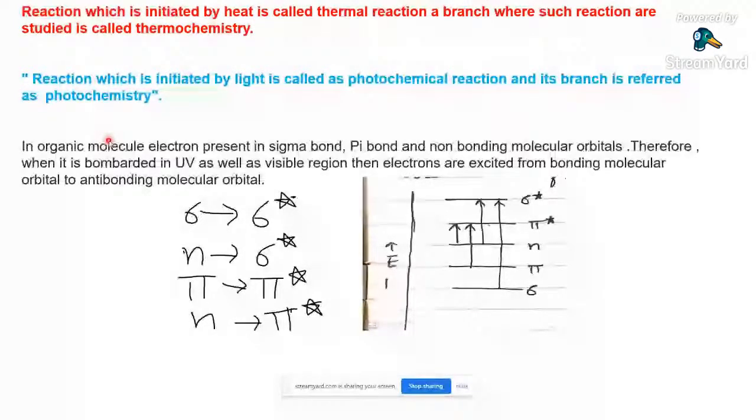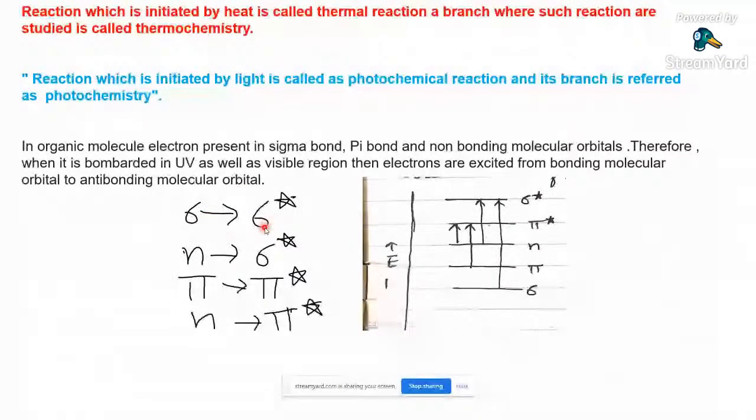In an organic molecule, electrons are present in sigma bonds, pi bonds as well as non-bonding molecular orbitals. As you have seen in the syllabus, you have to study the reactions of ketones, olefins, aromatic compounds, etc. So when it is bombarded by UV as well as visible radiation, electrons are excited from a bonding molecular orbital to an anti-bonding molecular orbital. For that I have given different transitions.